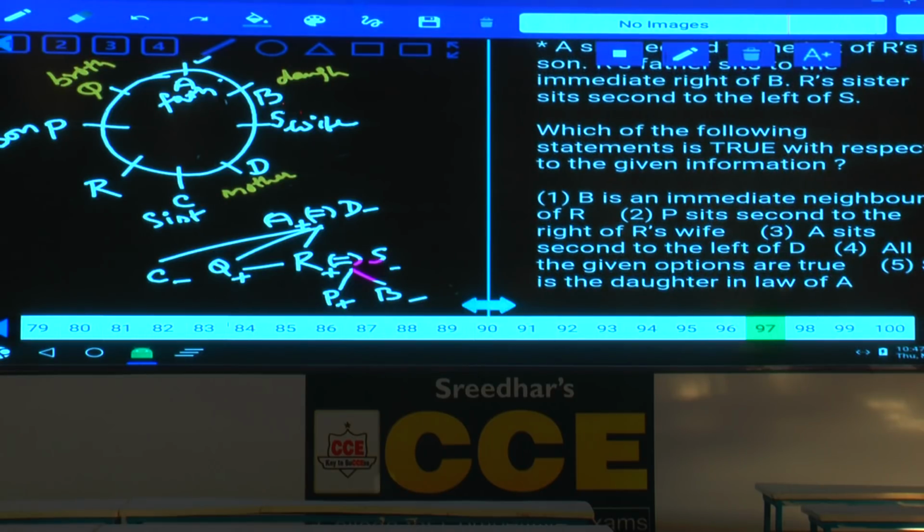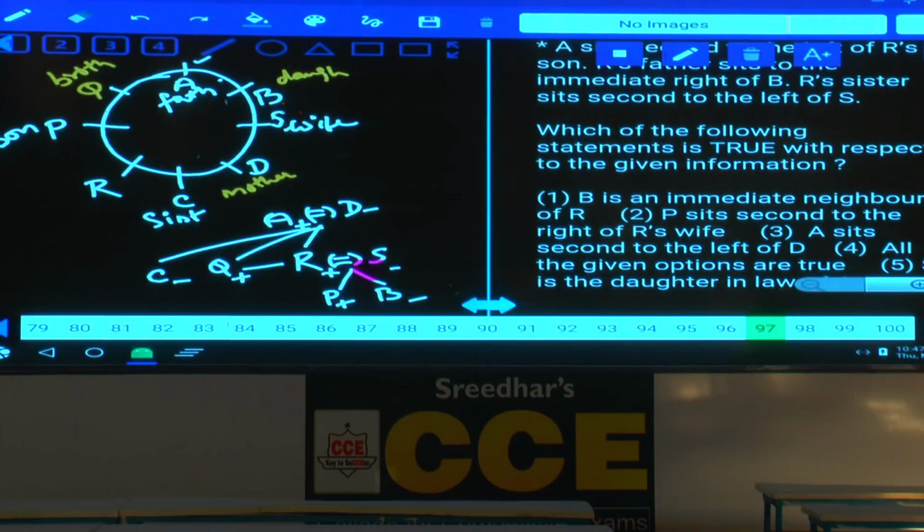And which of the following statements is true with respect to the given information? B is an immediate neighbor of R, that is false. P sits second to the right of R's wife. Who is R's wife? S. P sits second to the right of S, that is false. A sits second to the left of D, that is again false, isn't it? And S is the daughter-in-law of A, definitely true. A's son is R, son's wife S. Choice 5 is the answer, 97.